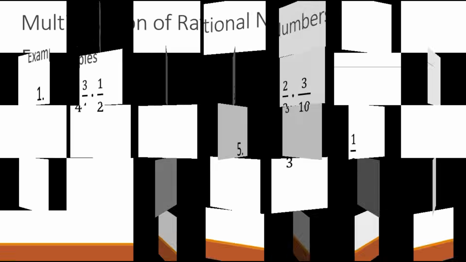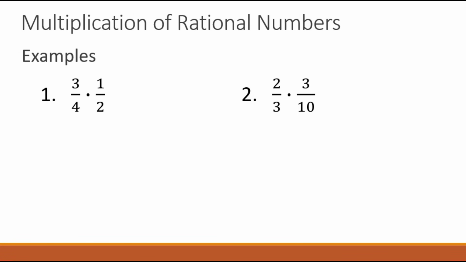Now, let's have multiplication of rational numbers. How do we multiply rational numbers or fractions? So, under multiplication of rational numbers, it's not a problem if the fractions are dissimilar or similar. So, how do we multiply? Let's have the first example. What is 3/4 times 1/2?